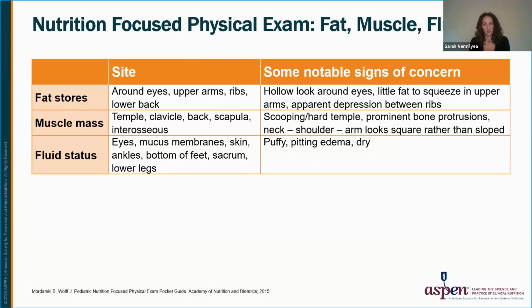For fluid status, we're looking for both edema or dehydration. So looking at the actual eyeballs and other mucous membranes, that's the shape of the eyeballs, skin, the ankles, the bottom of the feet, maybe if it is an infant, the sacrum, if it's someone who's been spending a lot of time lying flat in bed, or the lower legs, if it's someone utilizing wheelchair or walking.